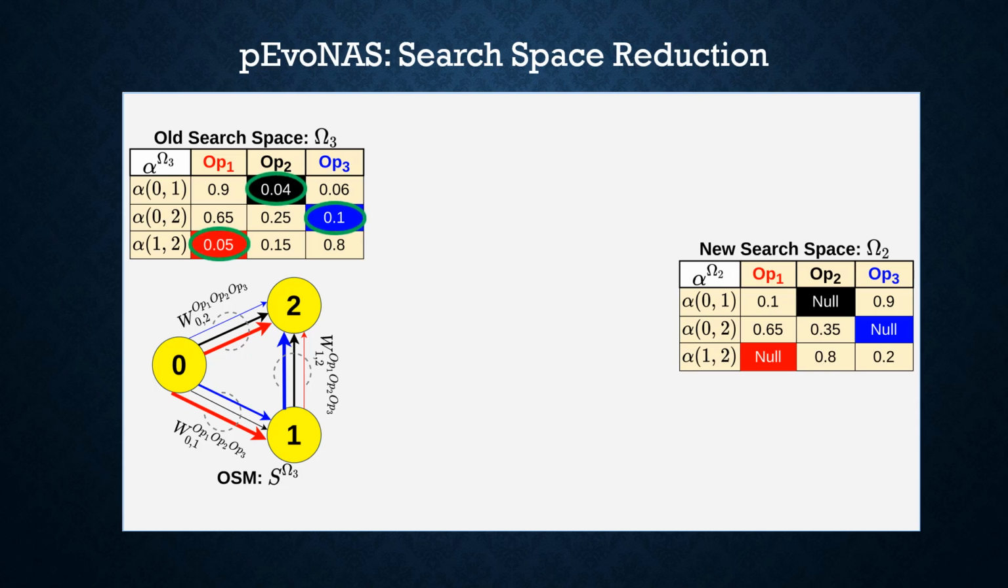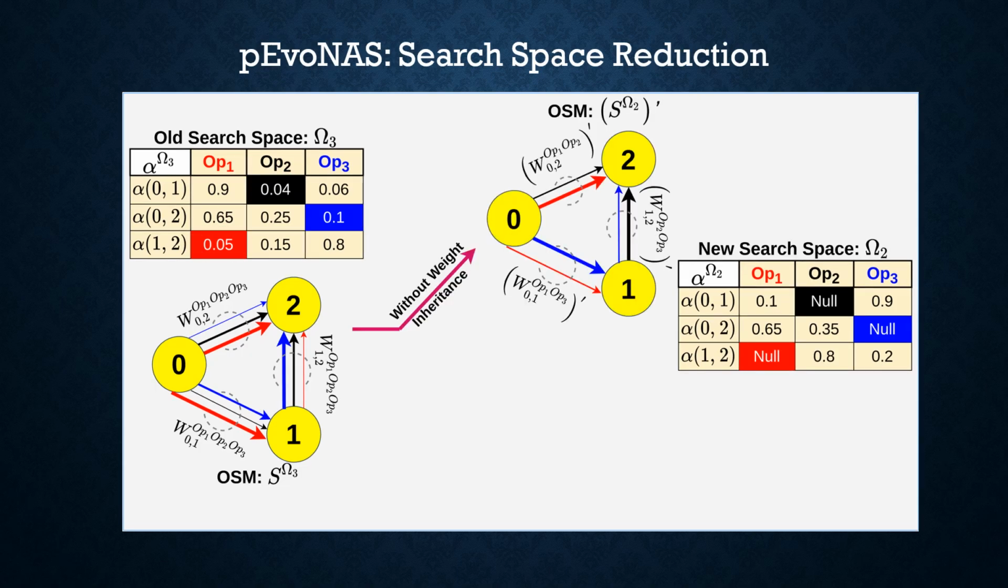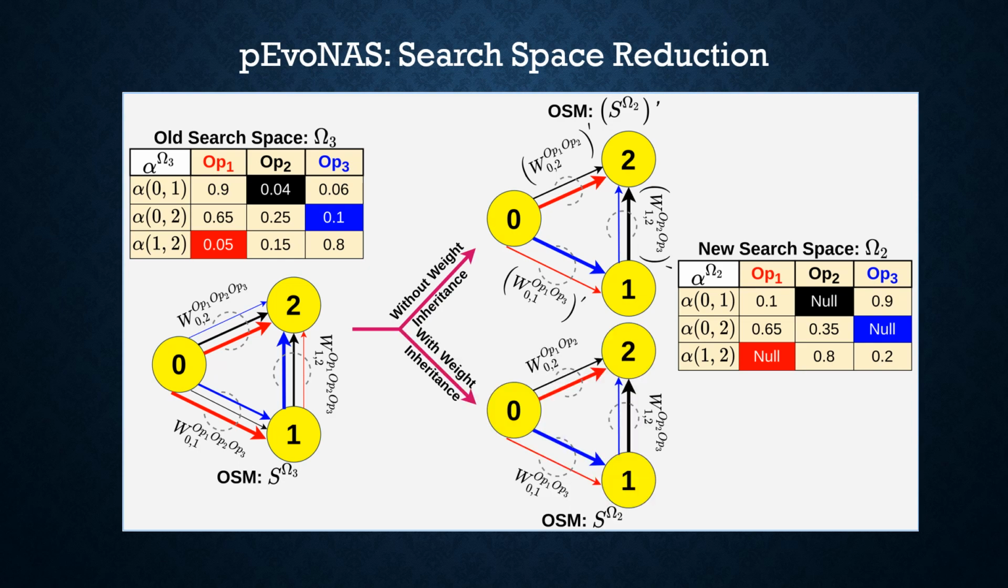So after the search space reduction, how do we create the next supernet for the new smaller search space? First way would be to initialize the new smaller supernet with random weights. And the second way would be the new supernet inheriting the weights from the previously trained supernet. This would be called the weight inheritance, and in our method we use the weight inheritance.